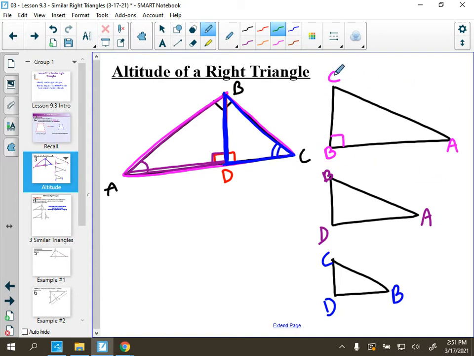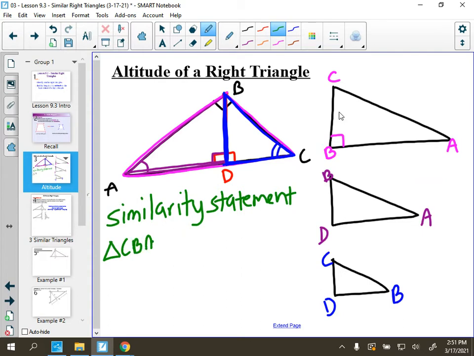So I would say, for example, for a similarity statement, going back to last section, that this big triangle CBA is similar to, let's go to the next one, triangle BDA, and I'm just going in the same order, CBA, BDA, which would be similar to triangle CDB. And that's essentially the basis of this entire lesson.